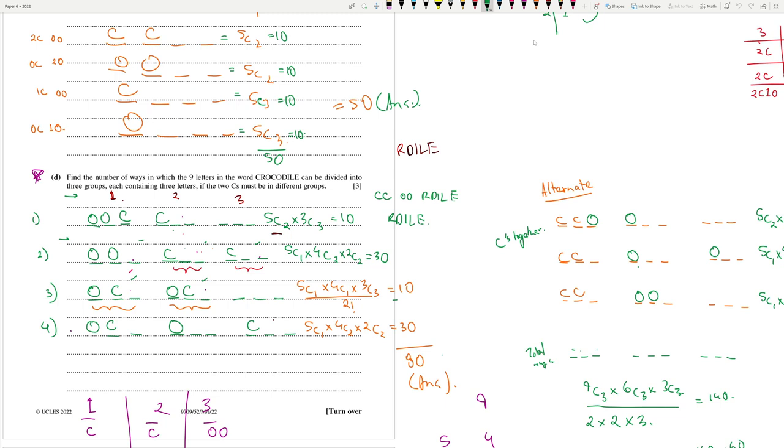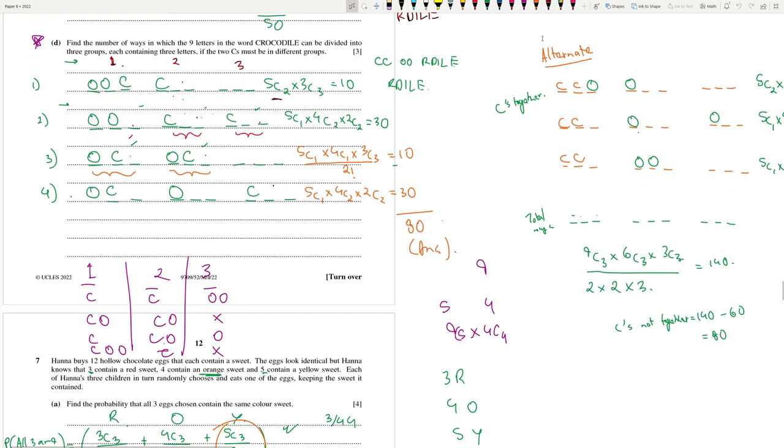So we have to divide crocodile into 3 groups. So there are 9 letters, so if you divide it into 3 groups, it's 3 3 3. Okay, so each group containing 3 letters, if the 2 C's must be in different groups. So okay, I'm calling it group 1, 2, 3. So in the first one, I'm keeping 1C, in the second one 1C, and in the third one 2 O's. And then we can keep 1 O with each C, 1C, 1 O, 1C, 1 O.